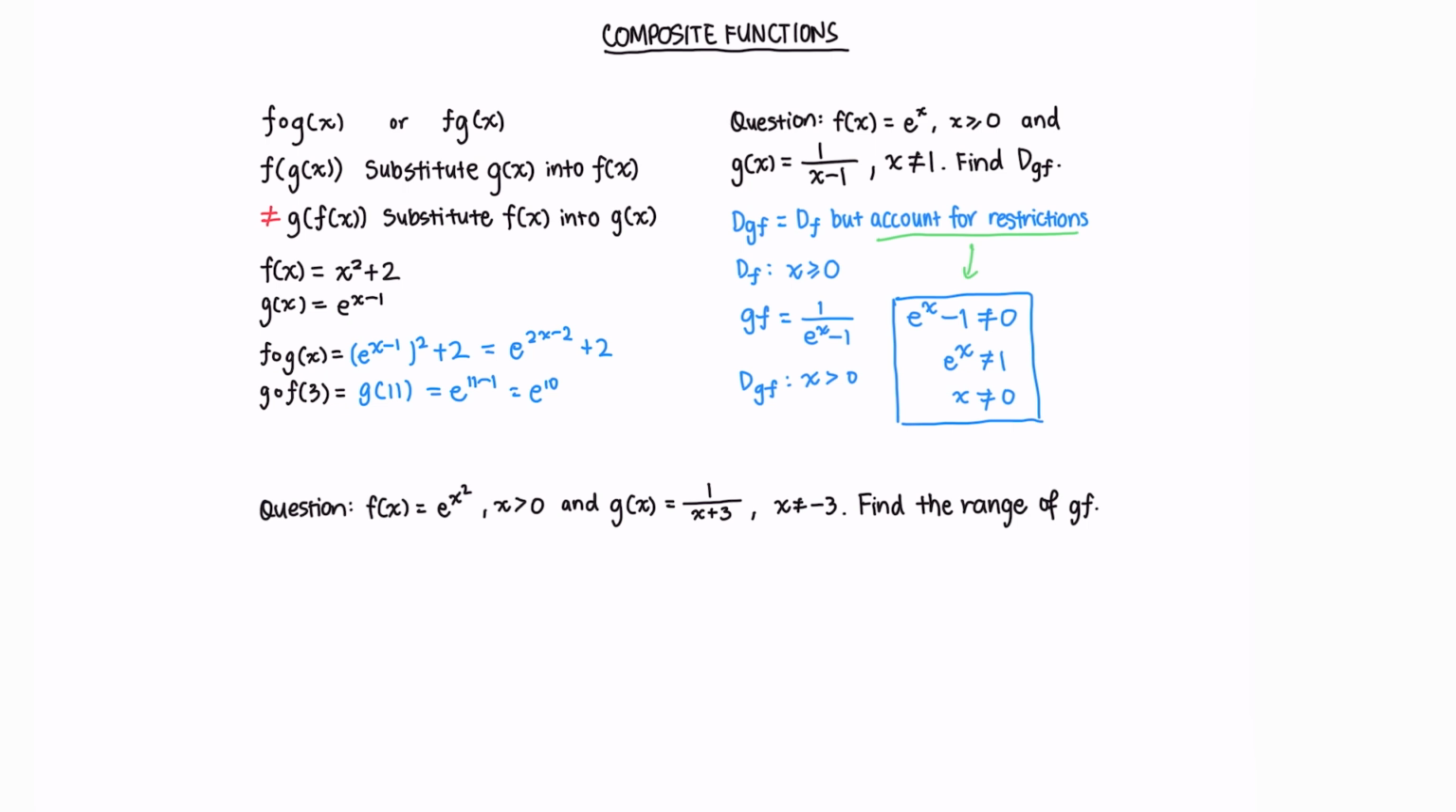Okay, so now we know how to find the domain of a composite function. But how about the range of a composite function? Let's say we have f(x) equals e to the power x squared, where x is more than 0. Again, a little bit of recap.